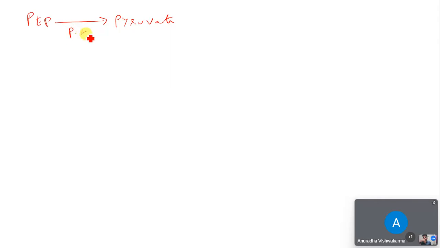Pyruvate kinase, right? Last time I mentioned a regulator of this enzyme. What was the substrate? The regulator was fructose 6 phosphate, but it is not that. It is fructose 1,6 bisphosphate. So just change that. I forgot to mention that. So this was the final thing about glycolysis.